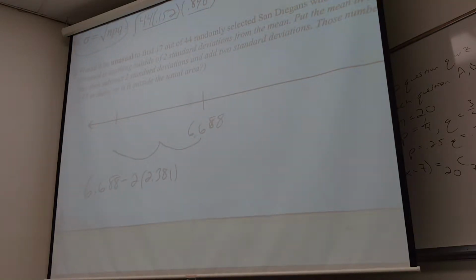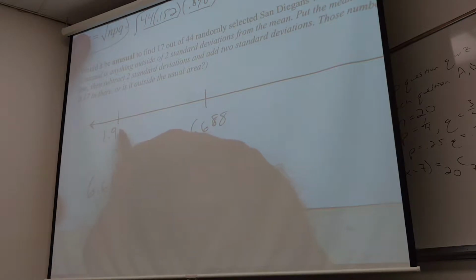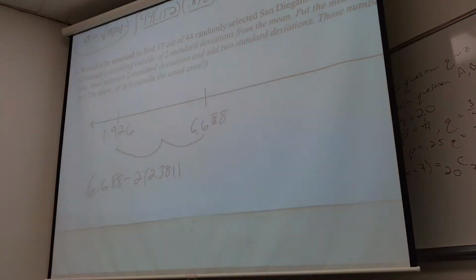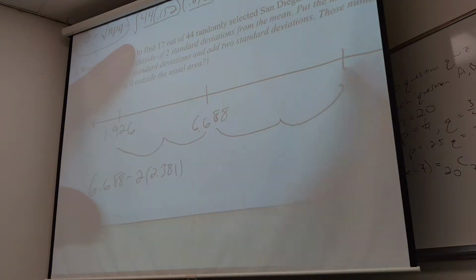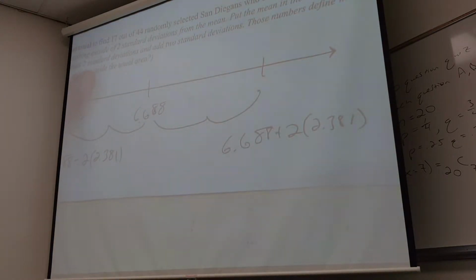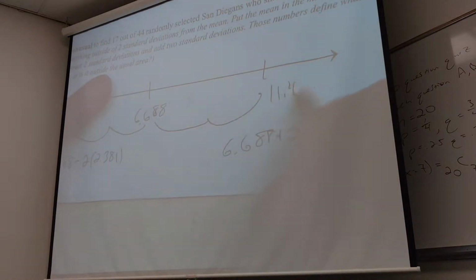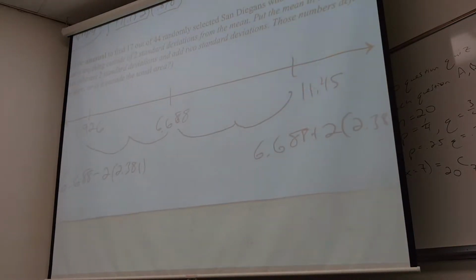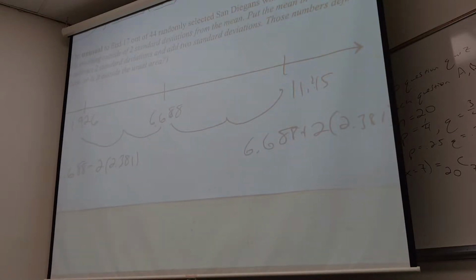One more time. 1.926. Let me stop there for a second. Is everybody with me on the idea? I want to take 2 steps down, so I just subtract 2 standard deviations from the mean. Now do the same thing, but now I'm going to add 2 steps. 11.45. So would it have been usual to find 17? No. So this is neat.